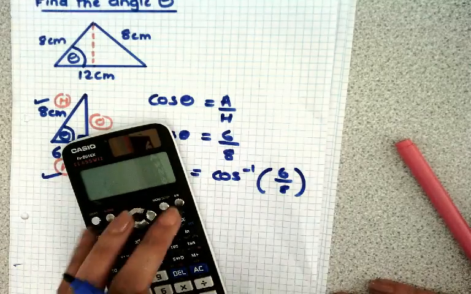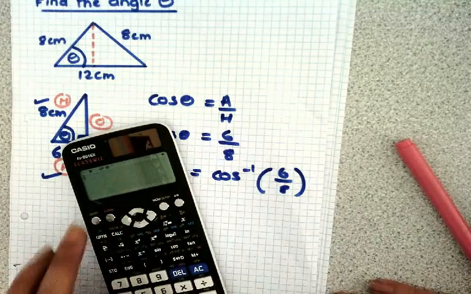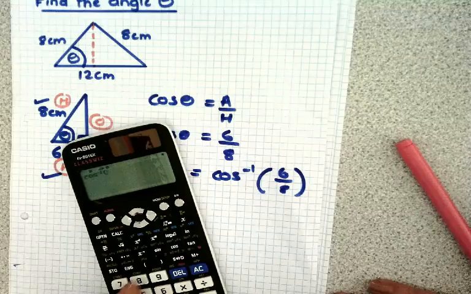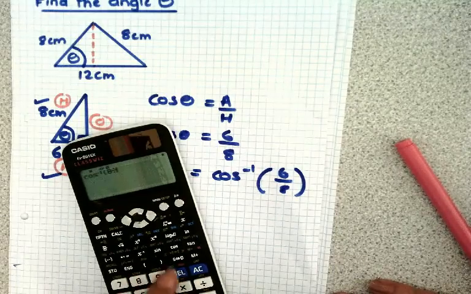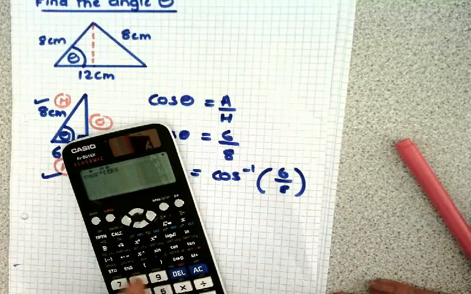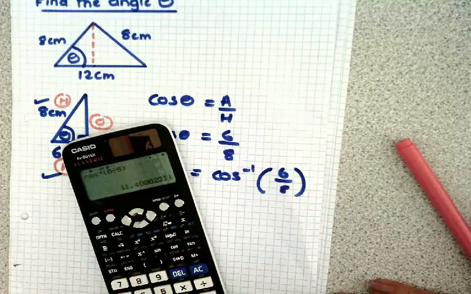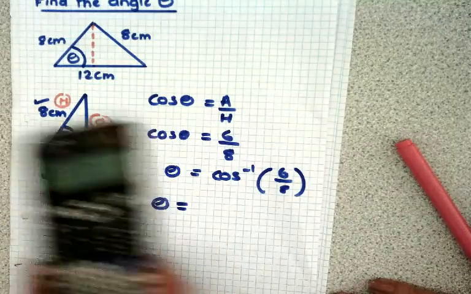So it's shift cos, 6 divided by 8. So that's 41.4 degrees.